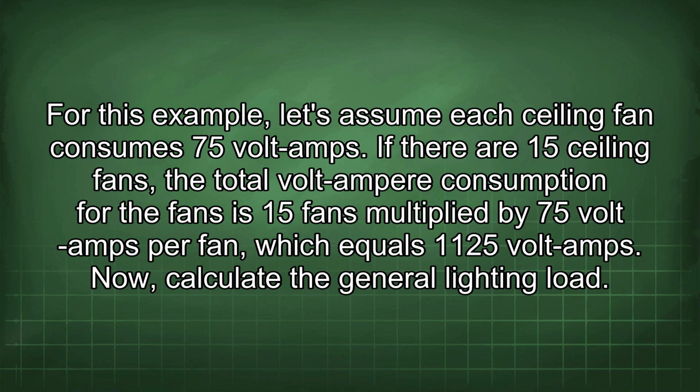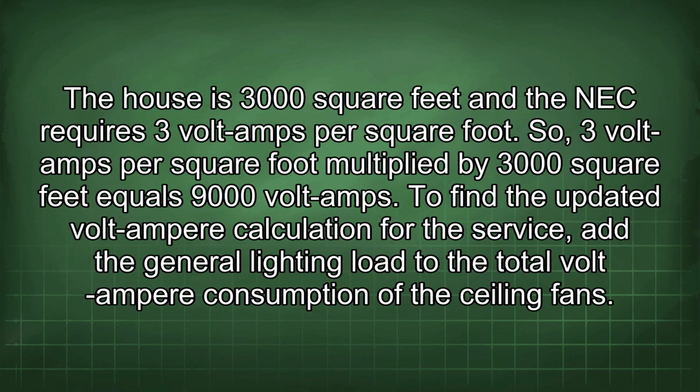Now calculate the general lighting load. The house is 3,000 square feet and the NEC requires 3 volt-amps per square foot. So 3 volt-amps per square foot multiplied by 3,000 square feet equals 9,000 volt-amps.